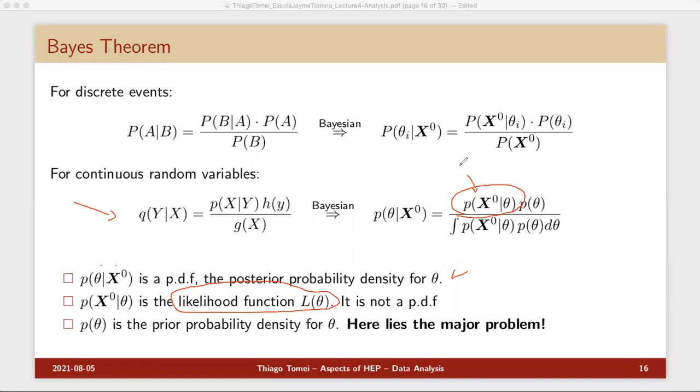And last but not least, this P of theta is the prior probability density. So the probability, even before starting to look at the data, what's the probability for the parameters to actually be this? And if you subscribe to Bayesian statistics, this is exactly the subjective part. And this is where lies the major problem.